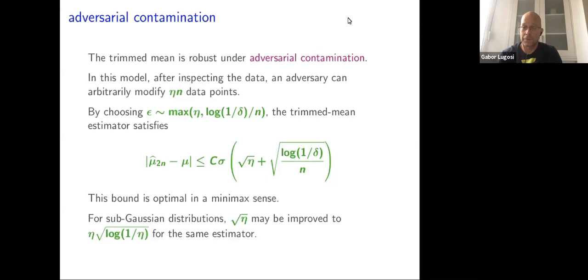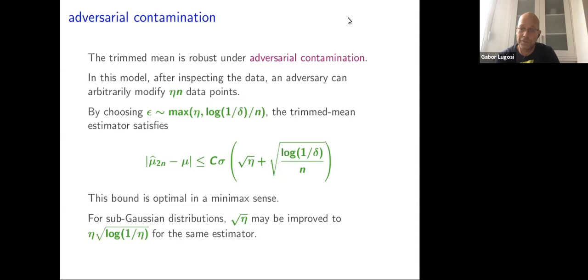It can do anything. Okay, but now if we choose epsilon to be a constant times the maximum of eta and log 1 over delta over n. Okay, so eta is the contamination level, and log 1 over delta divided by n is what we had before. Then the exact same analysis, really, you can go back and look at what I did, and you see that this eta fraction is not going to change anything.